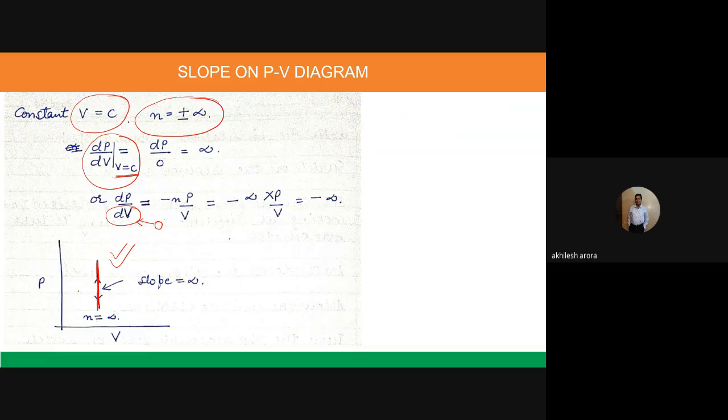So what do you get? You will get dP by 0 is equal to minus nP by V. So this is the left hand side, which is infinity. It is equal to minus nP by V. Or I can get the value of n, which is equal to infinity into V divided by P with a negative sign. So it gives me minus infinity. So it depends upon the direction which way we are going. So it is either infinity or minus infinity. So slope for a constant volume process is infinite.